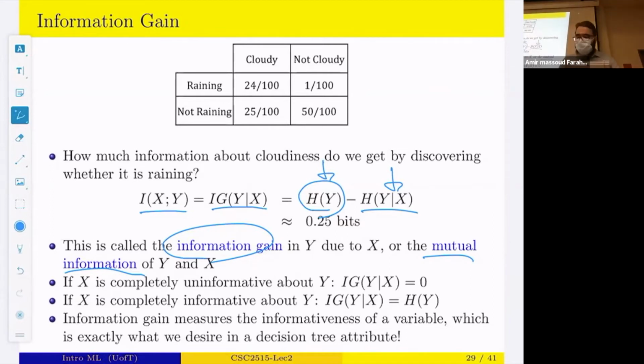So if we compute it for our case, the value would be 0.25. Some properties of it are that if x is completely uninformative about y, the mutual information or information gain would be 0. If it is completely informative about y, then mutual information or information gain would be the entropy of y.